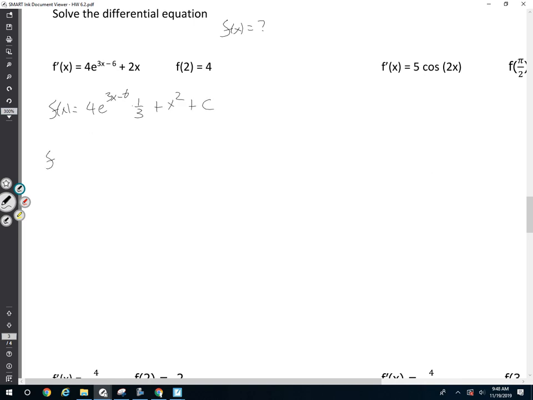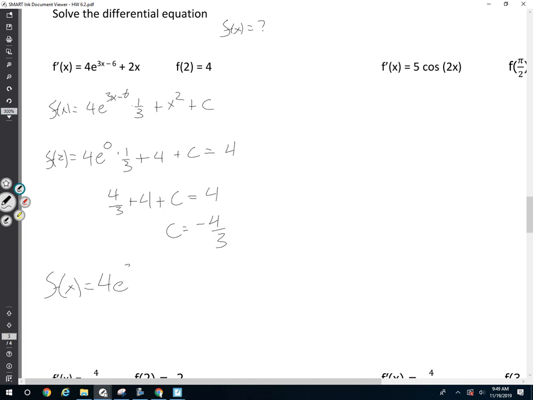Told that f of 2 equals 4, so I got 4e to the 0 times 1/3 plus 4, which is 2 squared, plus c equals 4. So I get 4/3 plus 4 plus c equals 4. I'll get c is equal to negative 4/3. That's nice. So here's my solution. 4e to the 3x minus 6 times 1/3, so that's 4/3, plus x squared minus 4/3.